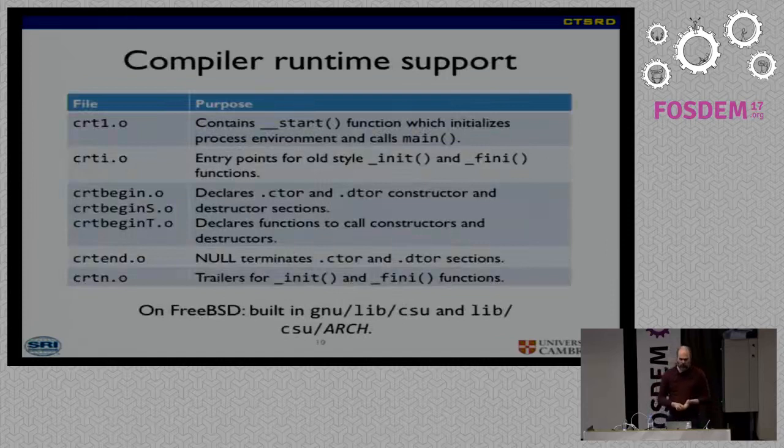So first of all, CRT1.o contains the actual function that gets started at the beginning of the program. It's by convention, on FreeBSD at least, __start. And its job is to call main.